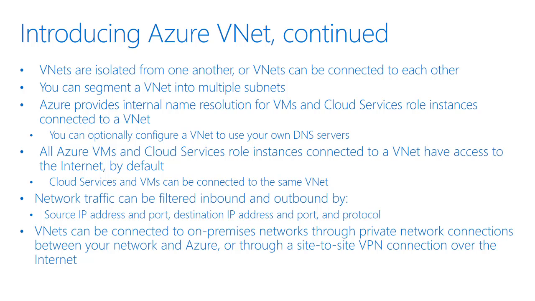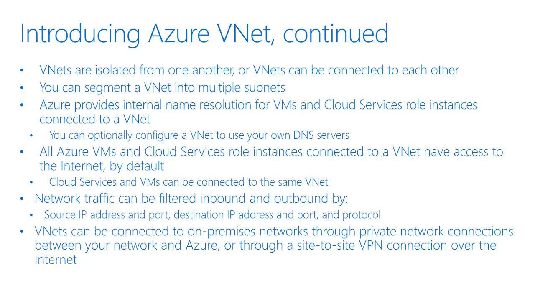Azure provides internal name resolution for VMs and cloud services role instances connected to a VNet through its own DNS, or domain naming system. You can optionally configure a VNet to use your own DNS servers instead of using Azure internal name resolution. And this is important if you're connecting using a virtual network gateway between your on-premise data center and the computers there, and the computers or virtual machines and services that you have in the Azure cloud.